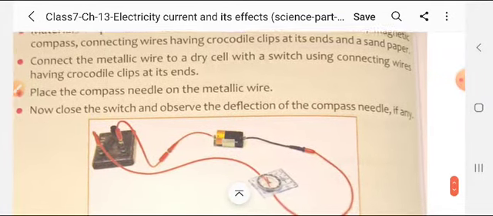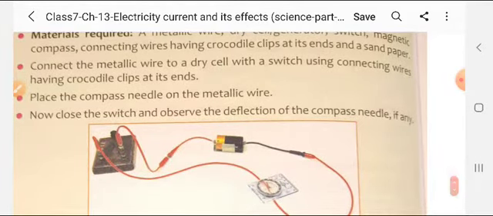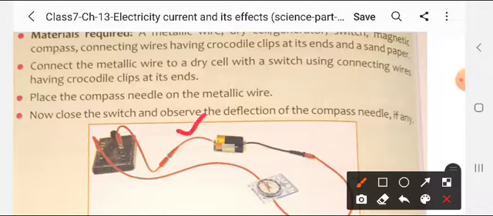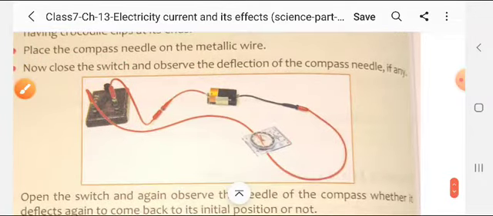Now connect the metallic wire to the dry cell. So you can see here this wire is connected with the dry cell. Okay, now with a switch, using the connecting wire having crocodile clip at the end. Now here you can see this is connected with the switchboard. Place the compass needle, and now this is the compass needle which has been placed over the wire. Now close the switch and observe the deflection of the needle.